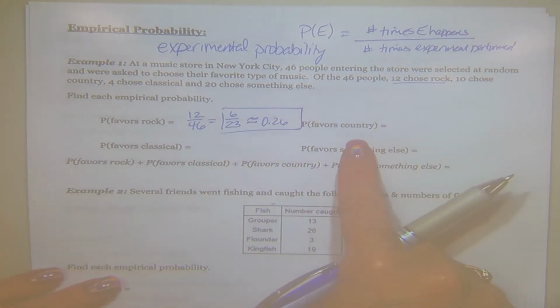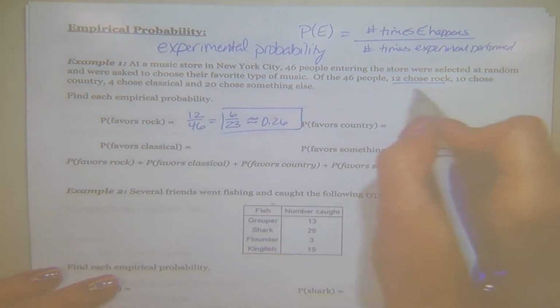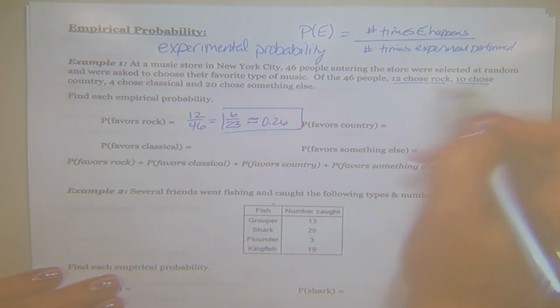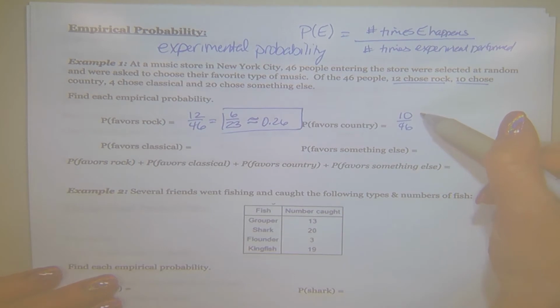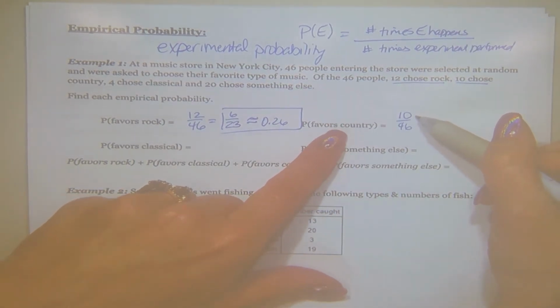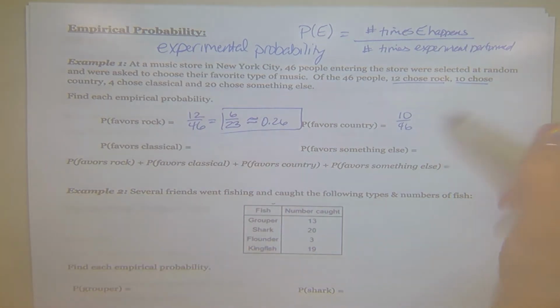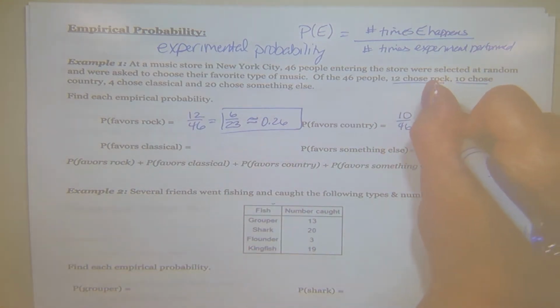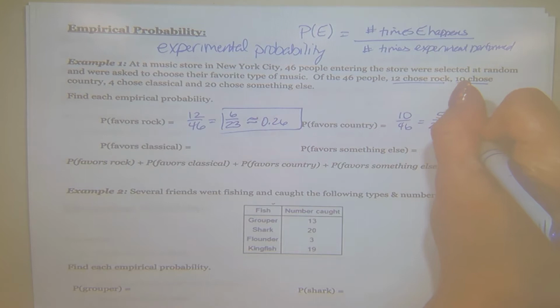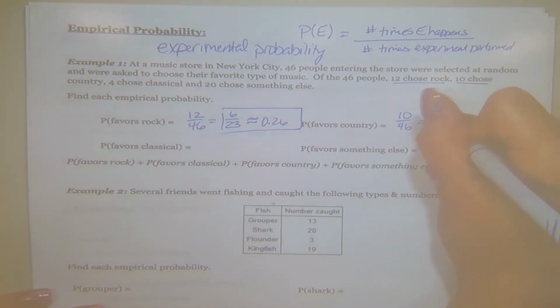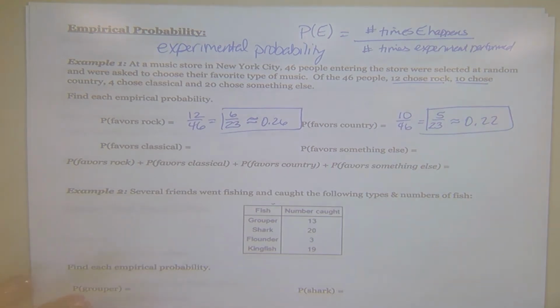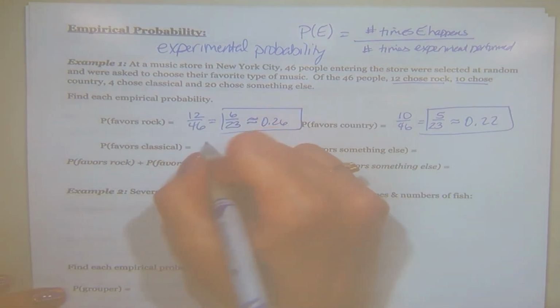What about favors country? Well, out of my 46 people, 10 chose country. So that would be 10 out of 46. The number of times that event happened, pick country, out of the number of times we did the experiment. We talked to 46 people. Those are both even again, so that reduces to 5 out of 23. And when you put that into your calculator, you get 0.22 as an approximate probability. Go ahead and do the next 2.